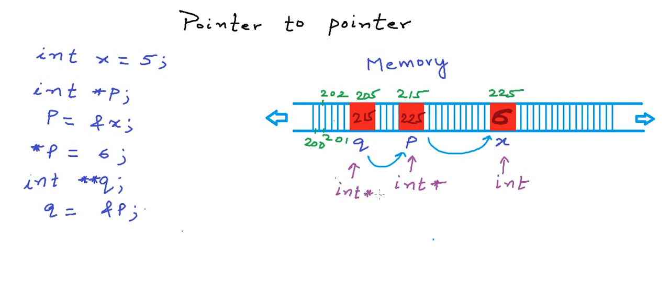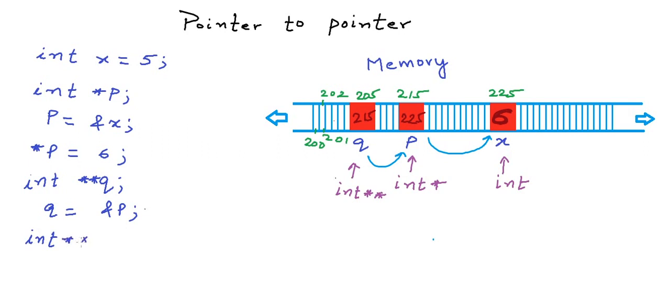We put 2 asterisks. A simple way to read this is that the type of variable x is integer. So to store the address of x, we will need a pointer of type int star. So we will put 1 star to say that this is a pointer to that particular type. And to store the address of p, we will need a pointer to int star. So we will put 1 extra star to say that this is a pointer to int star. And we can go on like this. Let's say we want to declare a pointer to pointer to pointer.